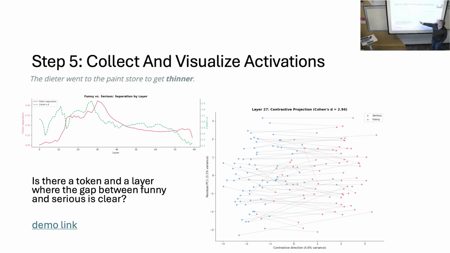So what I did is I took this joke, the dieter went to the paint store to get thinner, and 205 jokes just like it. And I said, what is a representation at the period? And then I analyzed all the representations of the period. I did the mass mean thing. And I got this little graph to say that the margin is biggest at layer 27 or something. And then I did a PCA visualization of pink funny jokes and blue serious ones. And I can kind of see that, oh yeah, there's kind of a separation between the funny things and the serious ones.